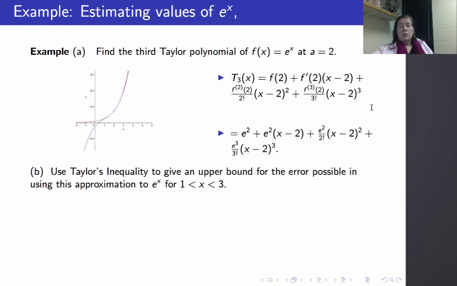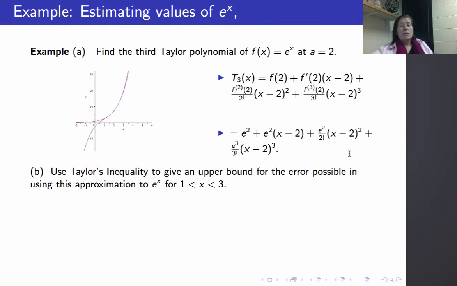Now, of course, when I differentiate f of x equals e to the x at 2, I'm always going to get e squared. So this third degree Taylor polynomial is e squared plus e squared times (x minus 2) plus e squared times (x minus 2) squared over 2 factorial plus e squared times (x minus 2) cubed over 3 factorial. This is a reasonable approximation to values of e to the x for x near 2.